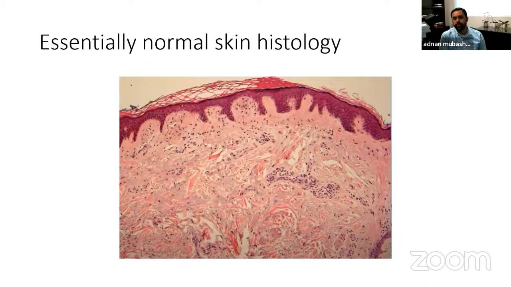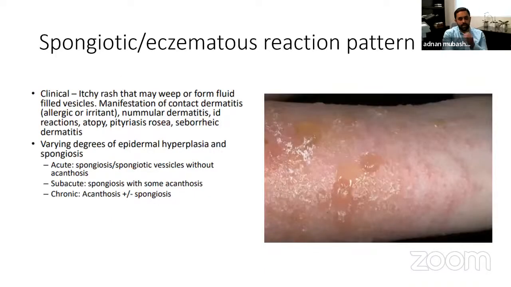And then you have the last pattern, which would be essentially a normal skin pattern. On initial screening, you will see skin which looks more or less normal, and there's no overt pathology on low power that you can see, but there's a whole differential list for normal skin histology. You can have urticarial reactions, mastocytosis, dermal elastosis, and some of the infections. So that's also a pattern of disease. So let's talk more about the specific patterns now.